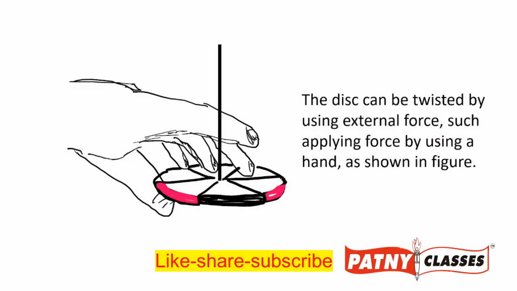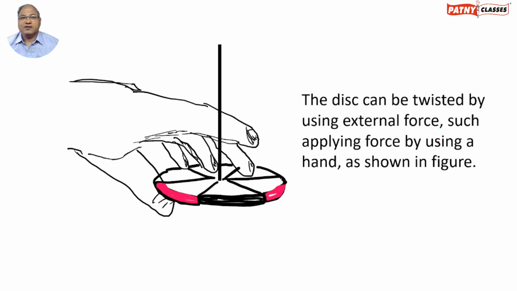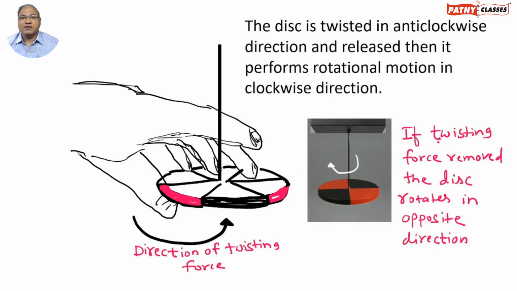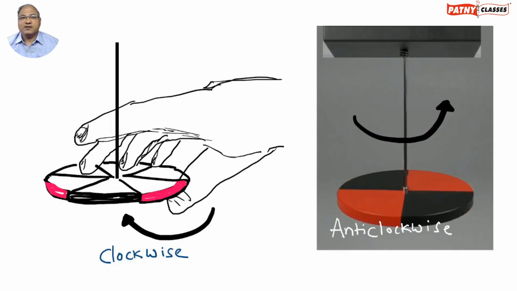It can rotate both in clockwise as well as anti-clockwise directions. The disc can be twisted by using an external force. Suppose we are doing the experiment in our lab, then we can just twist the disc with our hands as shown in the figure. Suppose the disc is twisted in anti-clockwise direction and released, then the disc performs rotational motion in clockwise direction. This implies the disc rotation is opposite to the direction of the twisting force.